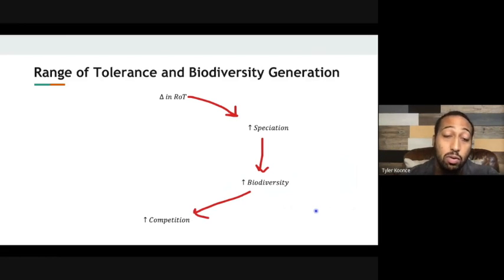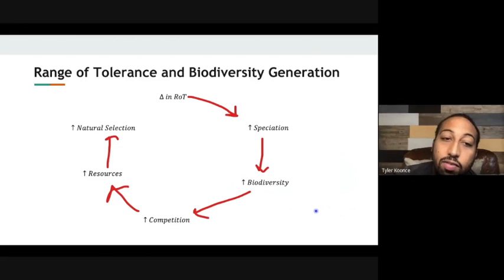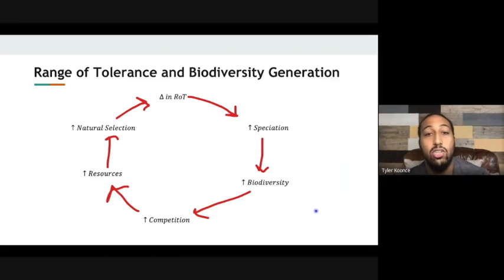That's going to increase the competition. More species, more competition. And that can increase resource pressure because it can cause species to become, like it said in the other one, more of a specialist species. And then that's going to lead to even more natural selection. And then you can see a change in the range of tolerance. So it's a cyclical thing that can just keep on going and going over and over and over.